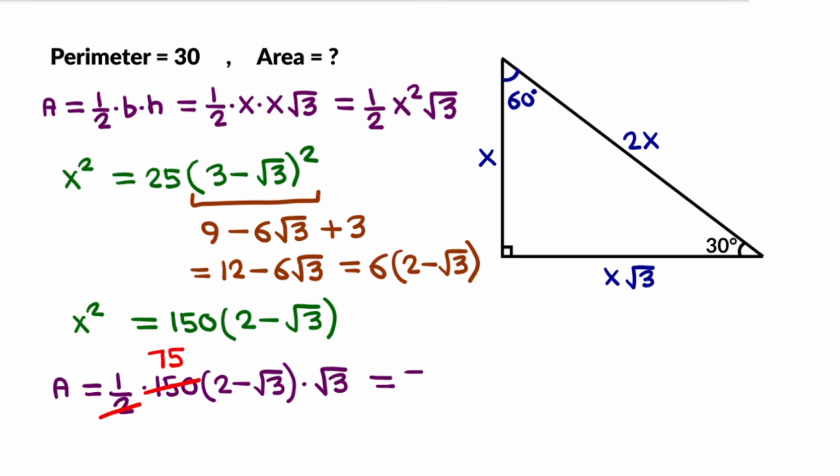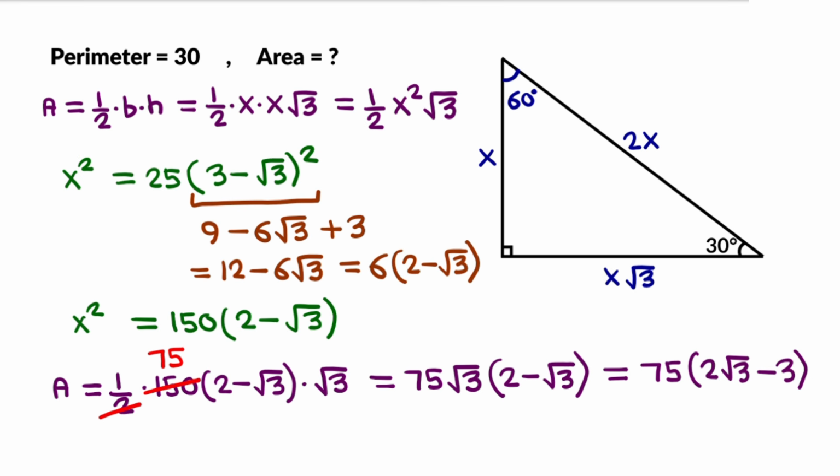So area equals 75 times square root of 3 times the quantity 2 minus square root of 3. Now distribute the square root of 3. 2 times square root of 3 stays as it is, and square root of 3 times square root of 3 becomes 3. Therefore, the exact area is 75 times the quantity, 2 square root of 3 minus 3. That's our final answer. And if you check it on a calculator, it comes out to approximately 34.81 square units.